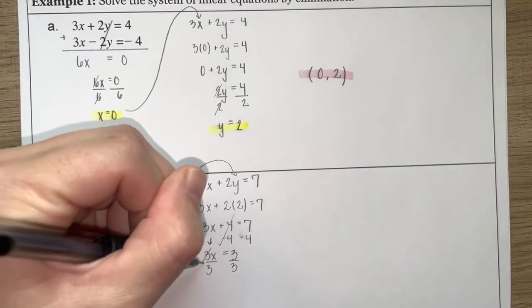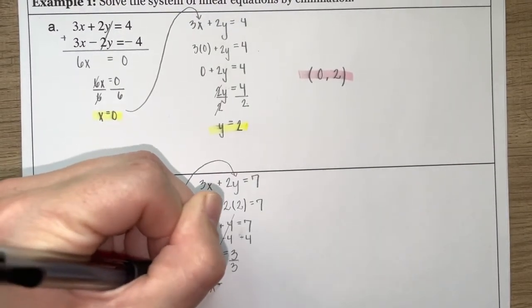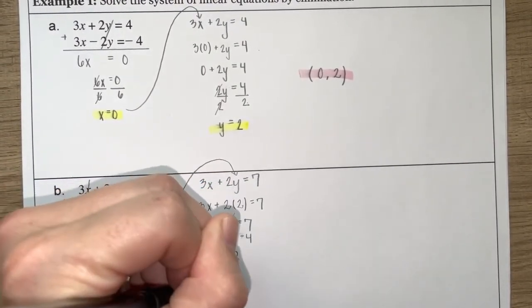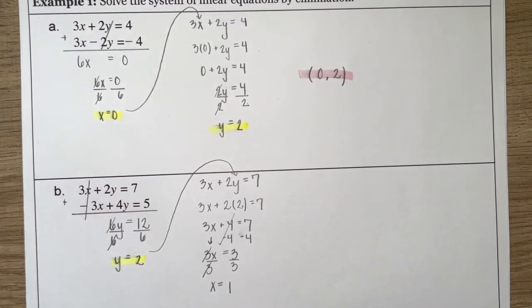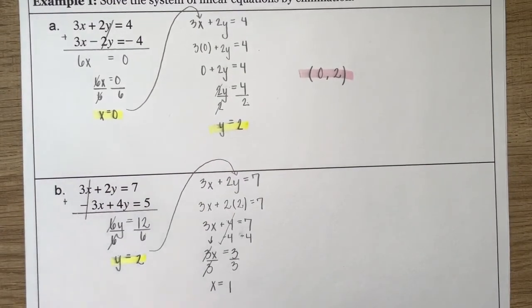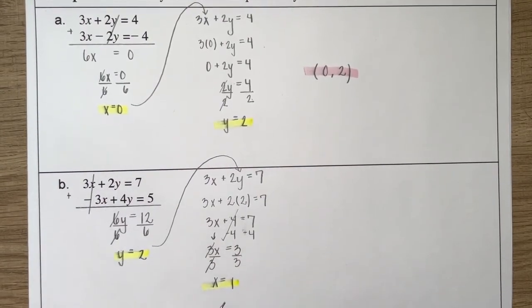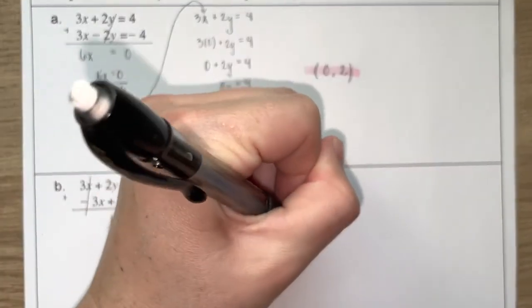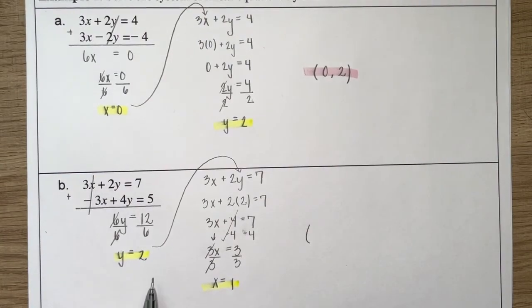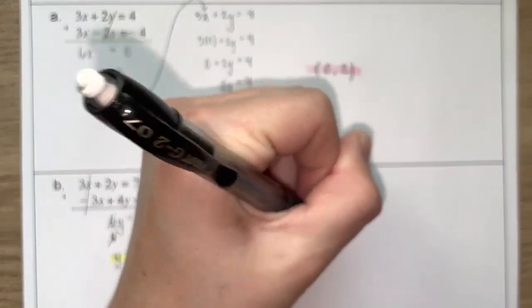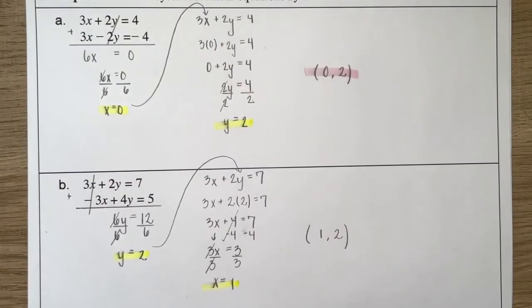So 3 divided by 3 cancels out. I'm left with x equals 3 divided by 3 is 1. So I got x equals 1 and y equals 2. That means my final solution is 1, 2. We write it as a point.